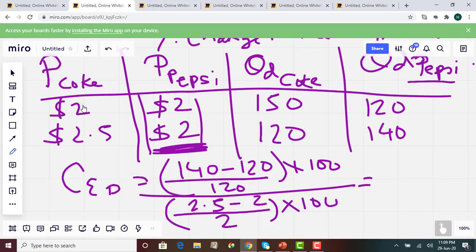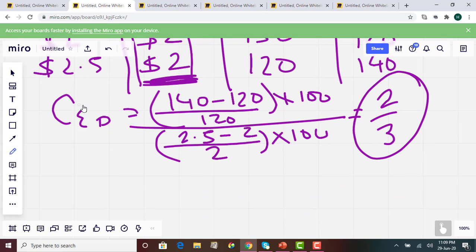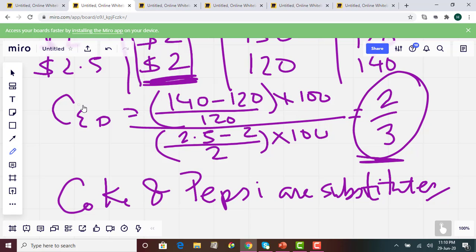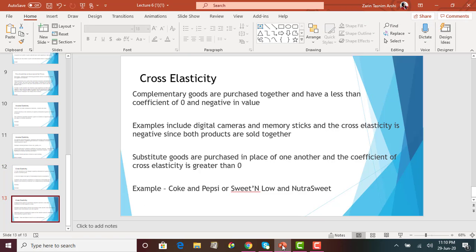And if you put these numbers in the calculator, you will end up with a number equal to 2/3, and that is a positive number. What does that mean? That means if we have a positive number, Coke and Pepsi are substitutes. So if the cross elasticity of demand is a positive number, it is called substitutes. Now if this number were negative, then it would have been complementary.